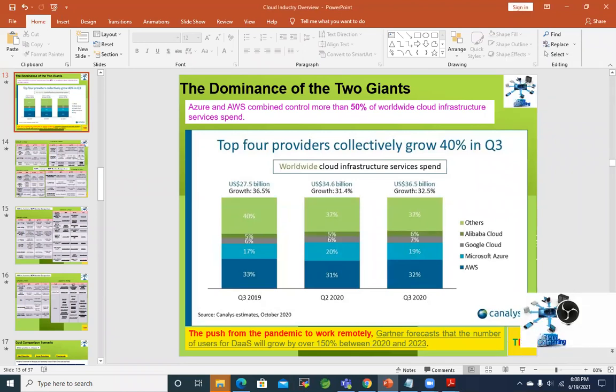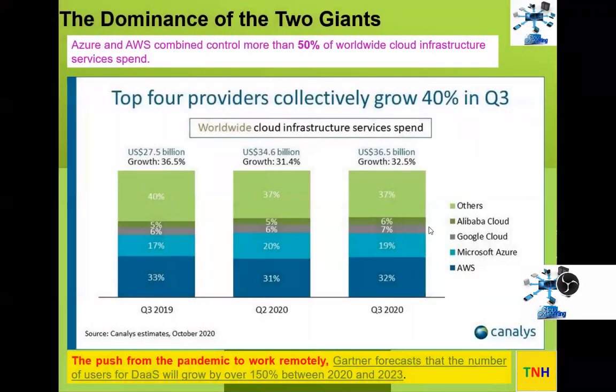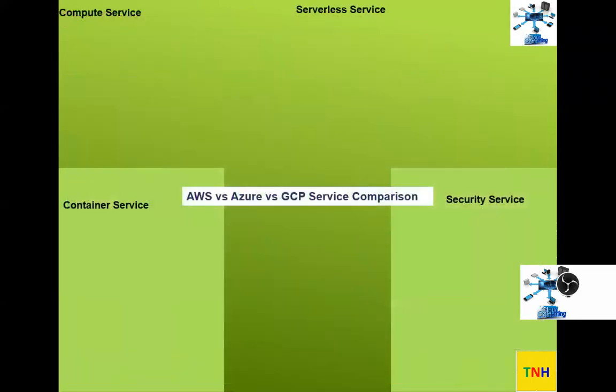Okay, so this is where we have stopped. We discussed the dominance of two giants, Azure and AWS, in the cloud market. And we discussed desktop as a service, which is in high demand in this pandemic situation with work from home. Right, so let's go to the next thing.